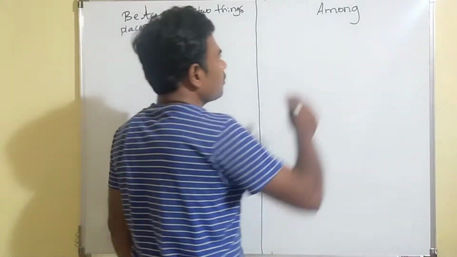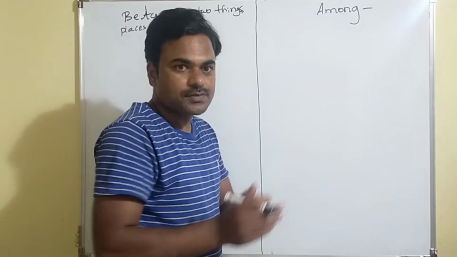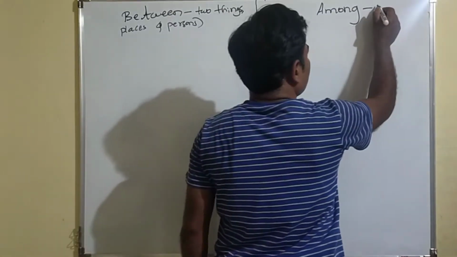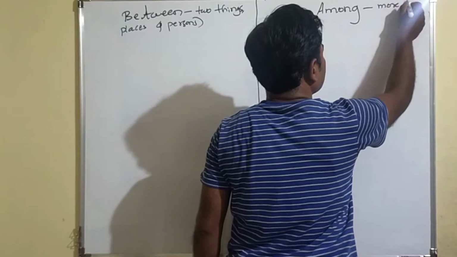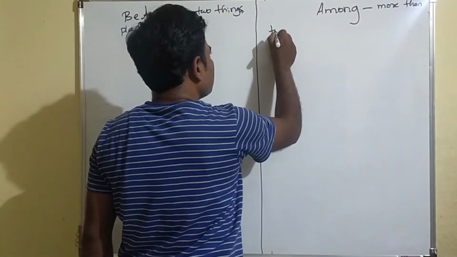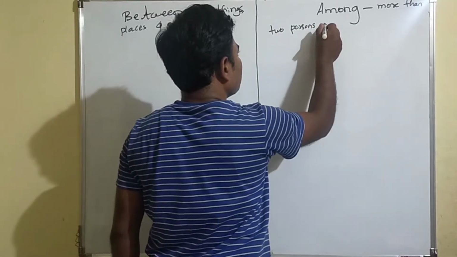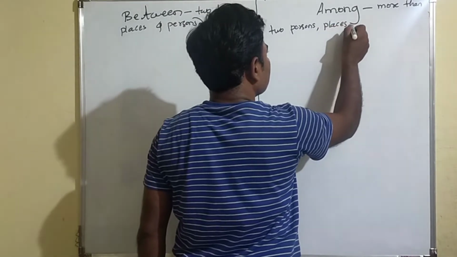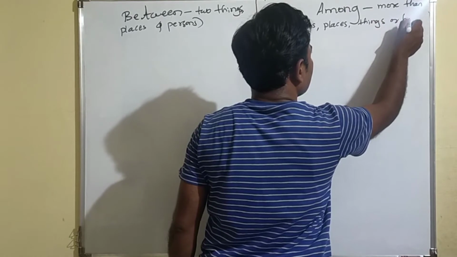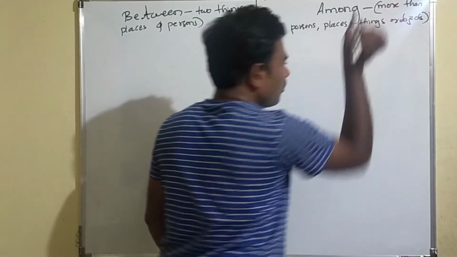But when we talk about more than two persons, places, things, or objects, that time we use among.